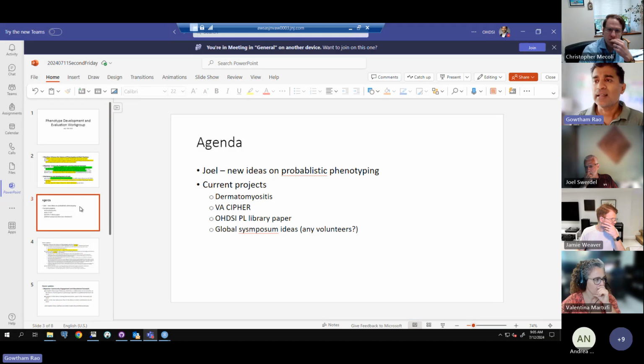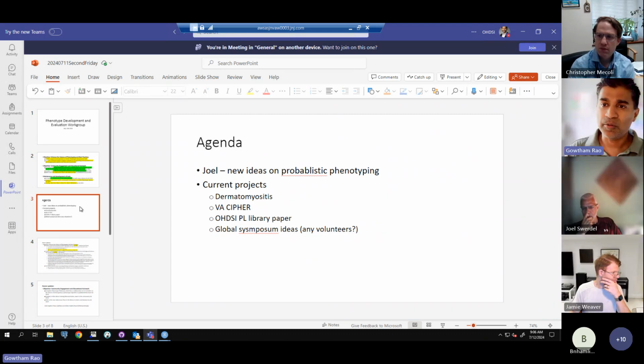So for today, the agenda is Joel's going to talk to us about some new ideas on probabilistic phenotyping. As you all know, Joel is the creator of an OHDSI tool called PatientLevelPrediction Evaluator, P-Evaluator, that helps us understand the performance characteristics of a cohort definition. So now he's going to probably use that framework, but flip it around and talk about creating phenotypes. We are very excited to learn from him on the new ideas.